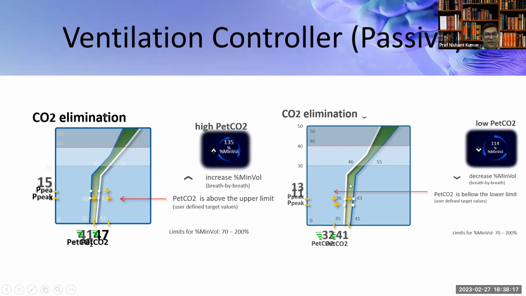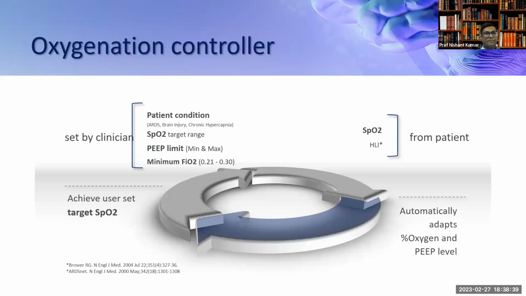Similarly, if the EtCO2 is below the lower user defined limit, then it will decrease the percentage minute volume breath by breath so that the patient does not hyperventilate. Now, the oxygen controller, as we have said, these are the things that are set by the clinician. Patient condition we have already specified.